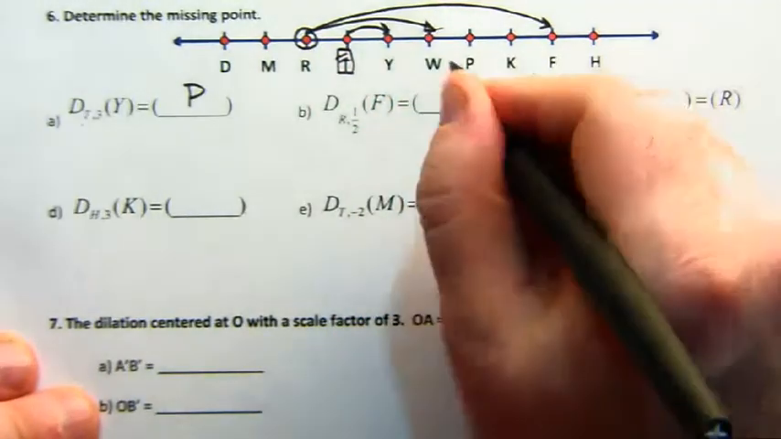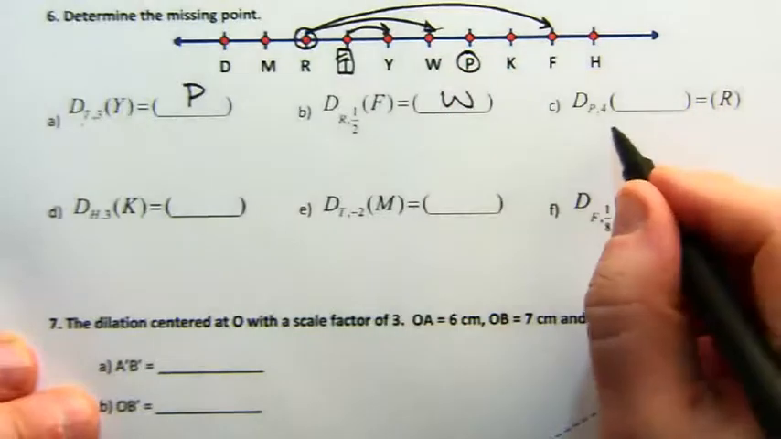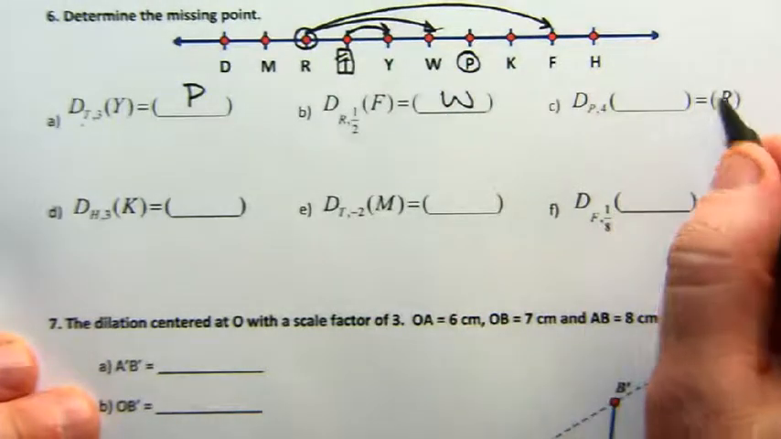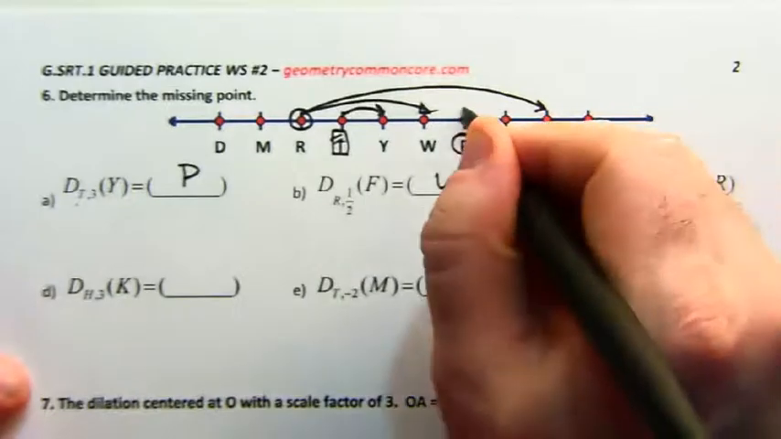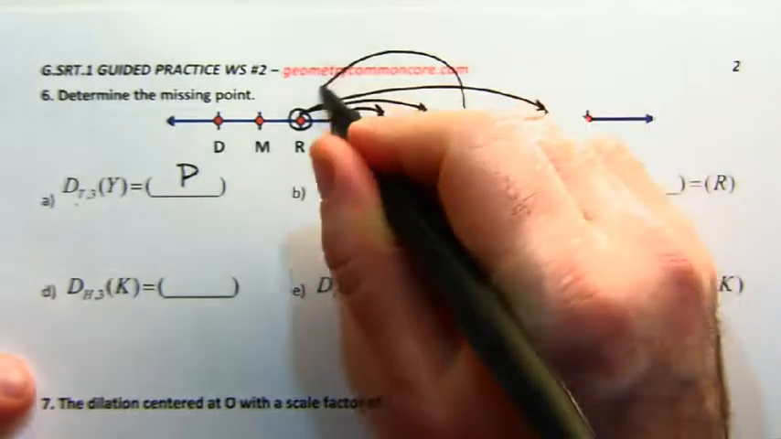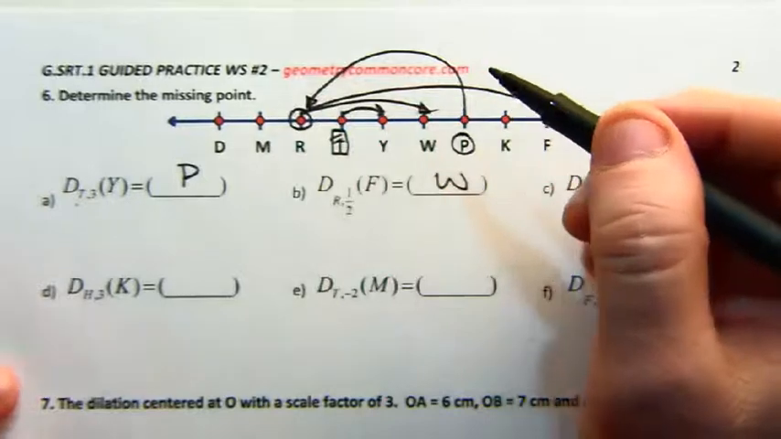Let's dilate from P. Here's our P value, a total of 4, and it lands at R. So let's see where that is. Again, this is getting a little messy, but let's see what happens. So the end result landed at R.